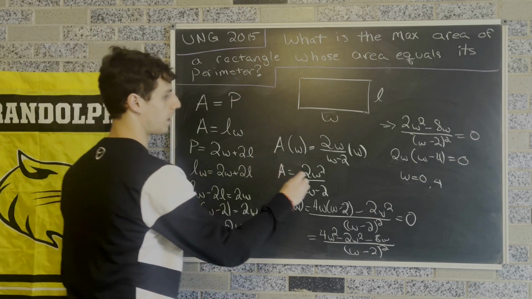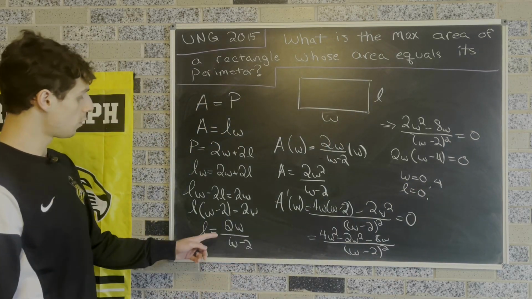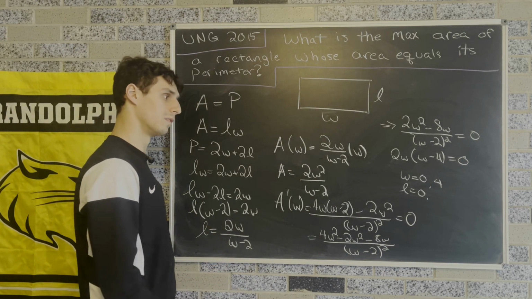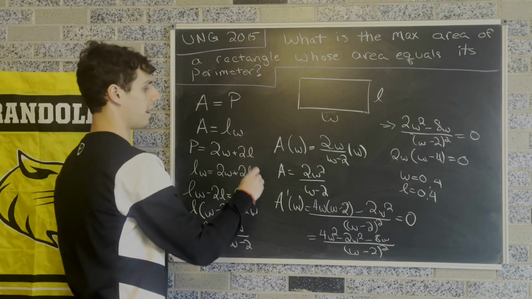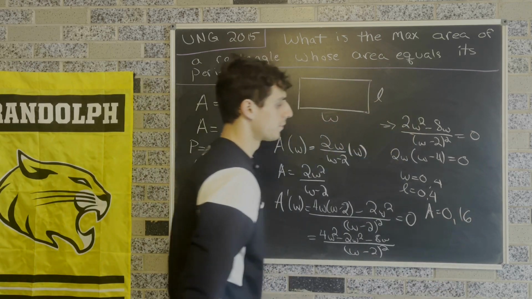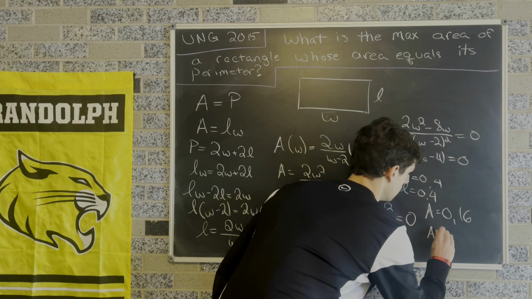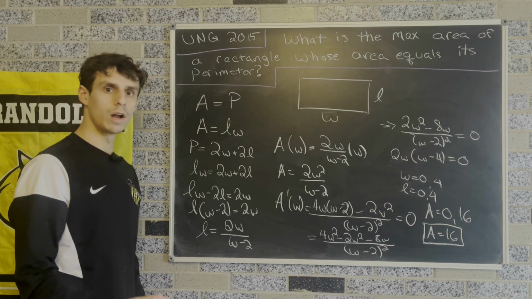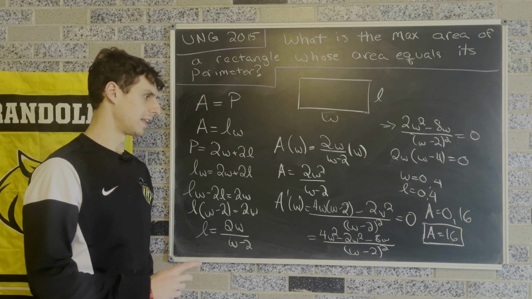If w is 0, that means that l is also 0. And if w is 4, that gives us 2 times 4, that's 8, divided by 4 minus 2, which is 2, so 8 divided by 2 is 4. So the two areas that we have are 0 and 16, and obviously we're looking for the maximum area, and so the maximum area with these conditions is 16. If you want to, you can check that this satisfies the second derivative test, but I'll leave that to you guys. I think this is enough for now.